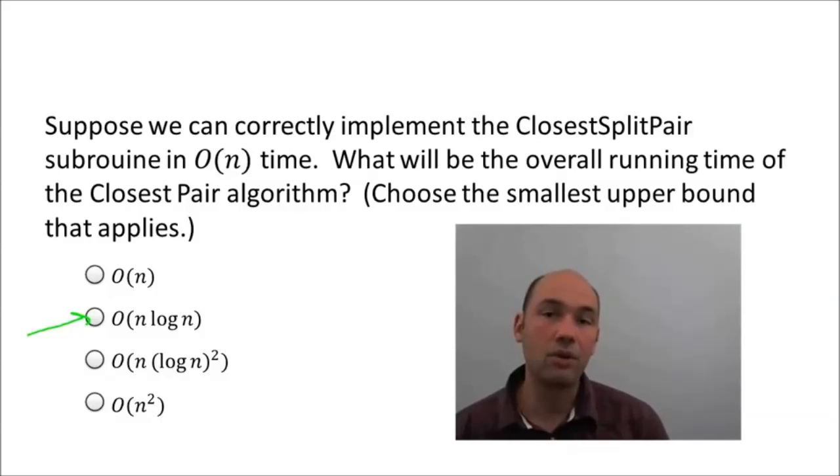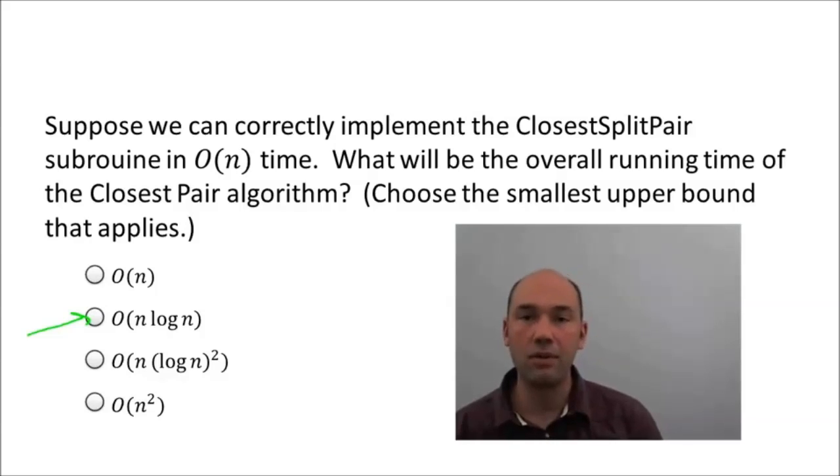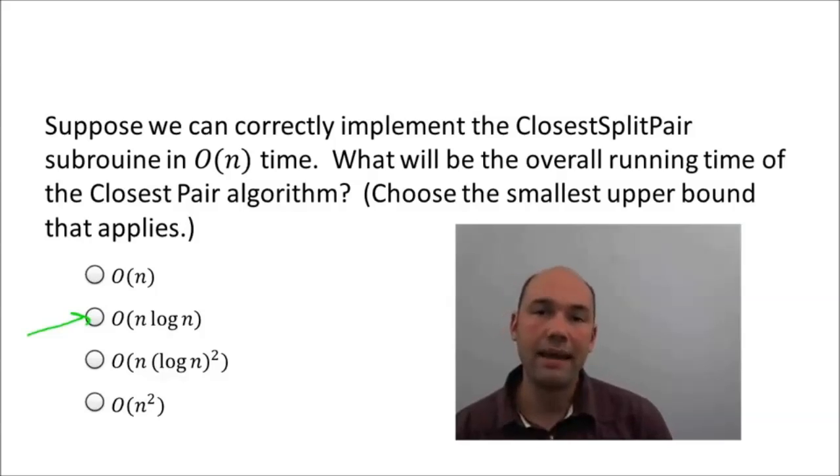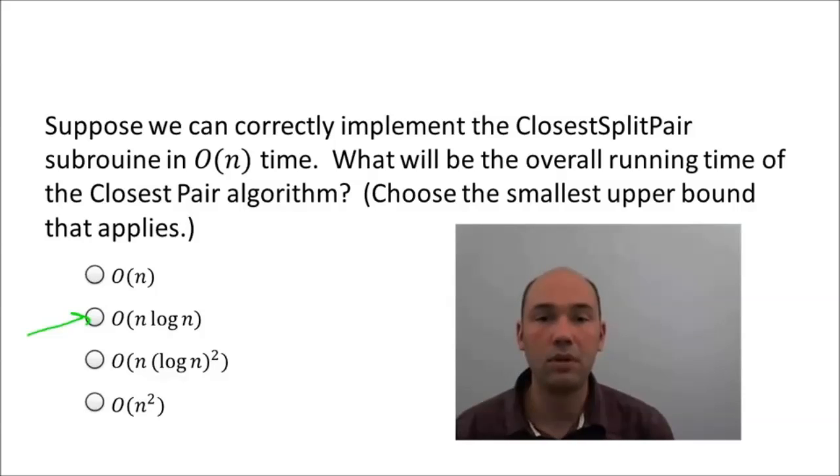And then we have a recursive algorithm with the following flavor. It makes 2 recursive calls. Each recursive call is on a problem of exactly half the size, with half the points of the original one. And outside of the recursive calls, by assumption, we do a linear amount of work in computing the closest split pair.